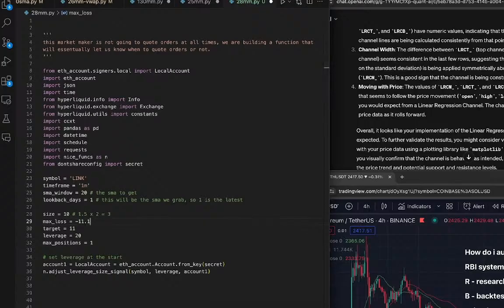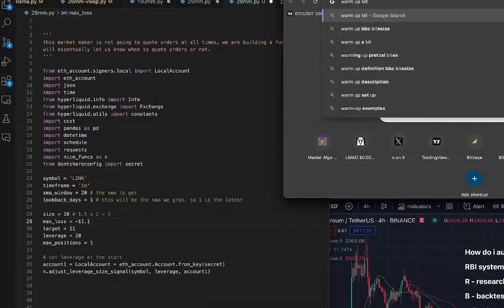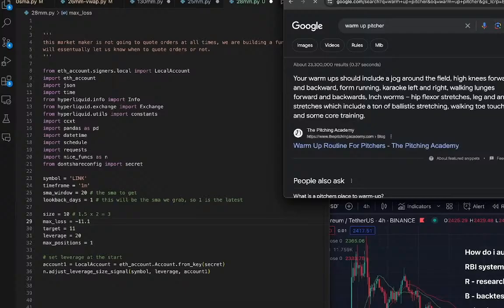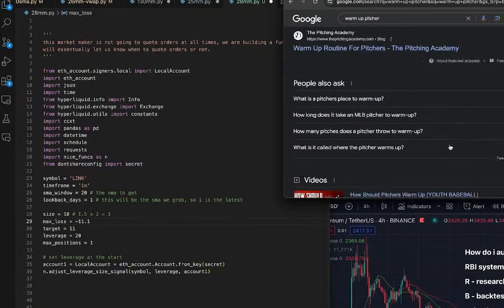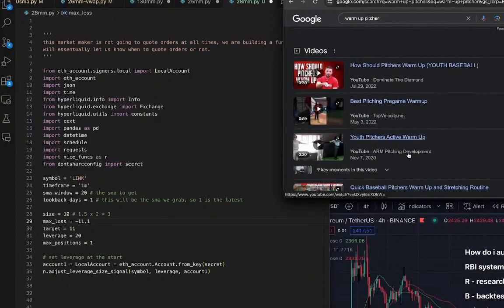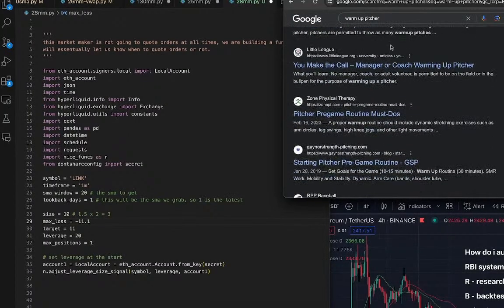Warm-up pitcher, yes, okay. Isn't that like the bullpen? No, warm-up pitcher. You know what I'm saying. Like in the major leagues, they got like that. It's not the bullpen. Pitcher's warm-up. Is it the bullpen?